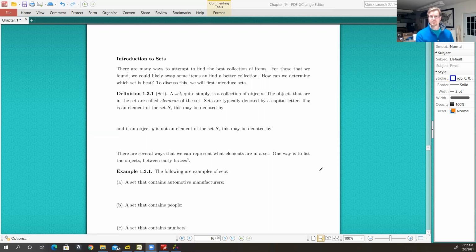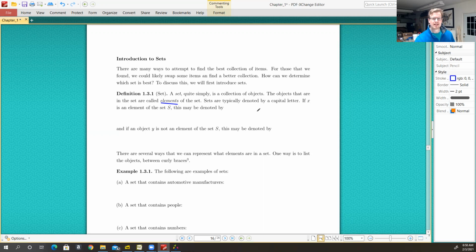So a set is really just a collection of items or objects. When we have a set full of whatever objects are in there, each of the objects in the set are called elements of the set. So you will hear them referred to as elements rather than objects or items.